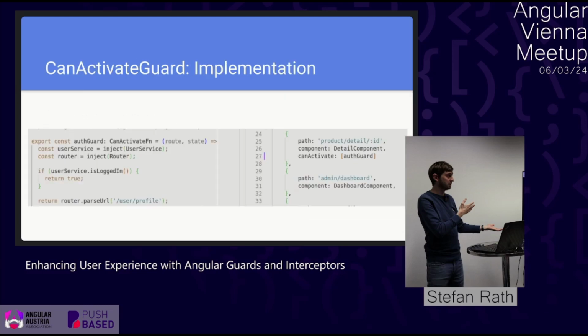And then we create a guard, an auth guard, just pretty basic. We have the user service is logged in, true. Otherwise, we return a URL tree, which means if everything is right, just return true, pass them through the root. If not, pass them through the login page, to the profile page to log in.